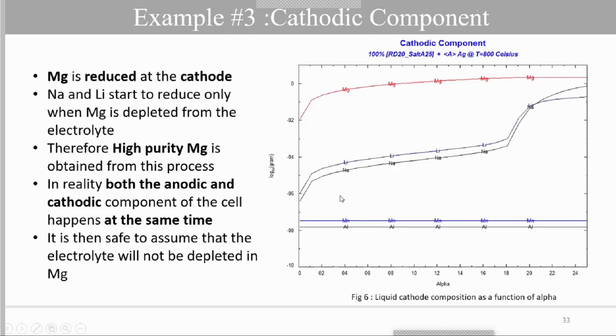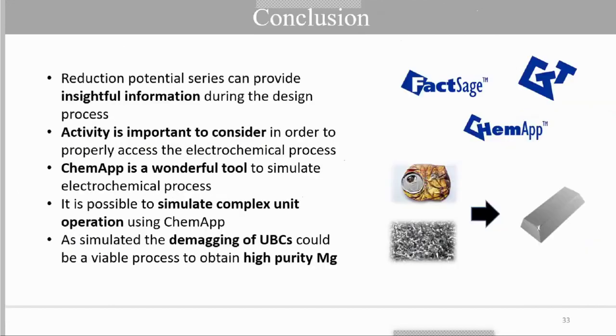And what happens if we have too much charge transfer before we replenish the electrolyte? We can see that we're going to deplete all of the mag chloride, and we'll start to reduce some of the lithium and some of the sodium. But in reality, it is safe to assume that this is not going to happen, because both the anodic and the cathodic components happen at the same time. You need to go back and forth, as we've seen this morning.